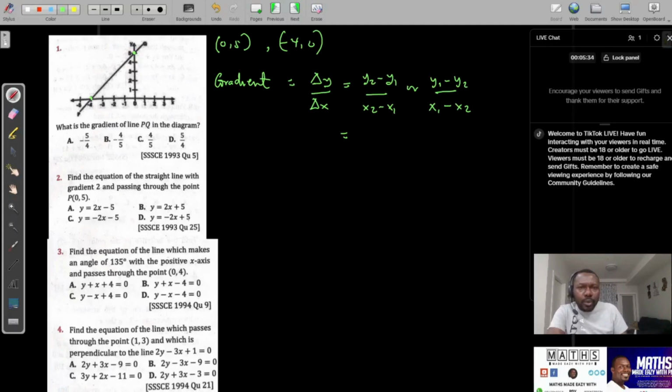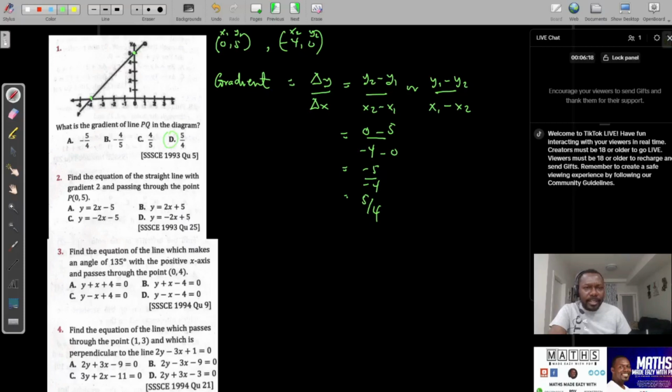So doing so, if we have here as x1, y1, then here will be x2, y2. Therefore, what are we going to have? This is going to give us 0 minus 5 all on -4 minus 0. Going further, we are going to obtain -5 on -4. And when we reduce this, the final answer becomes 5 on 4. So therefore, our possible answer for that question is supposed to be possible answer D.